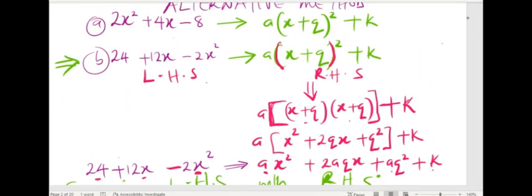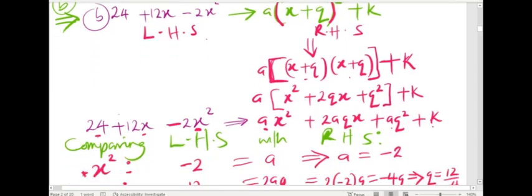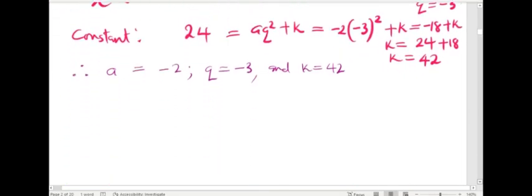This is what we are doing. Do you want to do? Okay, 24 plus 12x minus 2x squared in the form A, open the bracket, x plus q raised to the power 2 plus k. All right, so now we have all the values of A, q, and k.